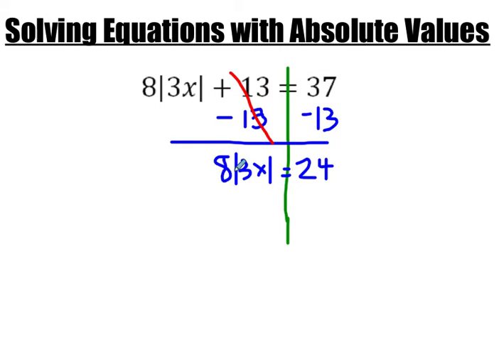Since the 8 is being smashed against the absolute value bar, that means it's being multiplied on. The opposite of multiplication is division. So I'm going to need to divide both sides by 8. So when I do that, these will cancel, allowing me to say that the absolute value of 3x is equal to 3. 24 divided by 8 is 3. And now I finally have the absolute value bars by themselves.